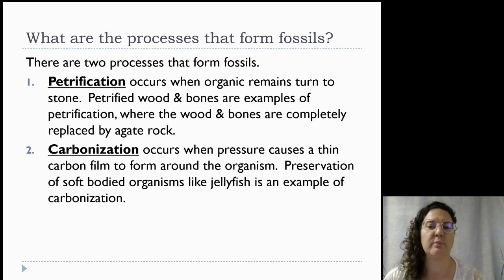So there are two general processes that form fossils. One is petrification, which occurs when organic remains turn to stone. Petrified woods and petrified bones are examples of this, where the wood and bones are replaced by agate rock. Carbonization occurs when pressure causes a thin carbon film to form around an organism, and this allows for the preservation of soft-bodied organisms like jellyfish.